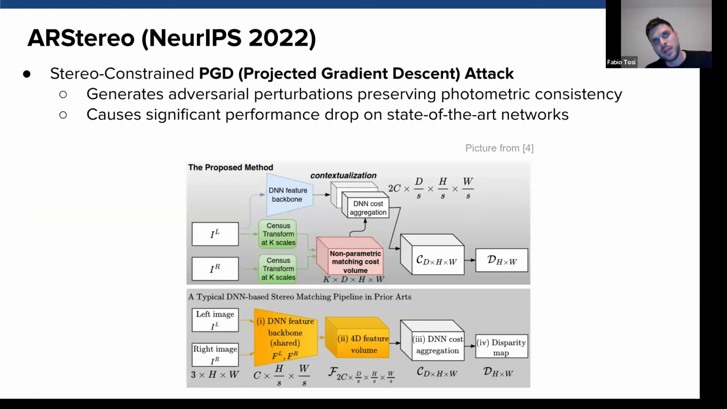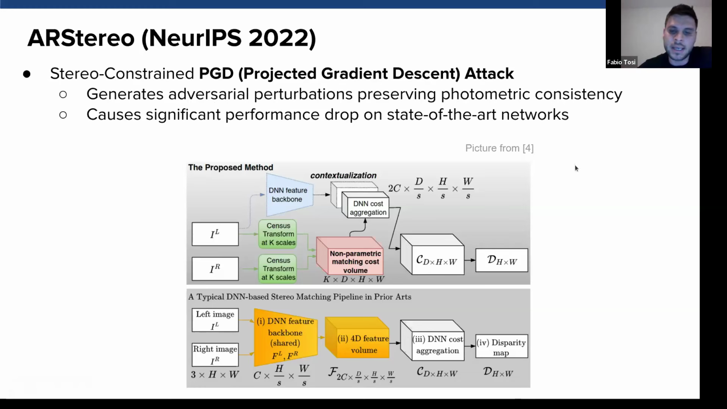Another work that is really similar to the previous one has been proposed at NeurIPS 2022. Also in this case, the authors observed that most of the networks are vulnerable to attacks. They demonstrated this problem using a projected gradient descent attack methodology that simply generates adversarial perturbation, preserving photometric consistency. So the idea is, considering the left and the right images, to just alter the color of corresponding points using a very slight, very small perturbation of the colors. And they notice that this causes a significant performance drop on state-of-the-art networks.